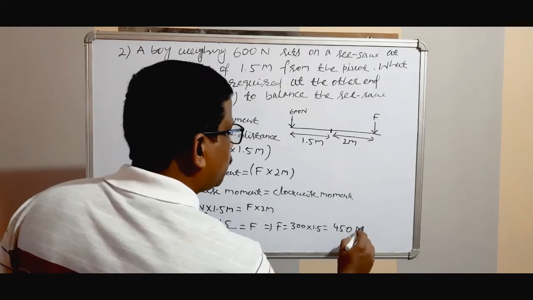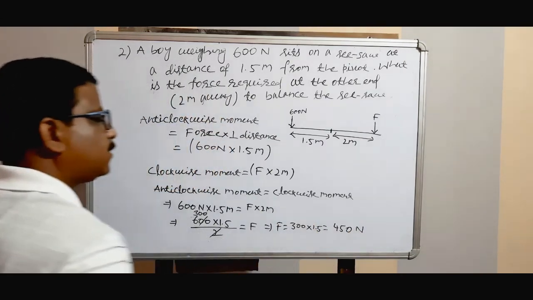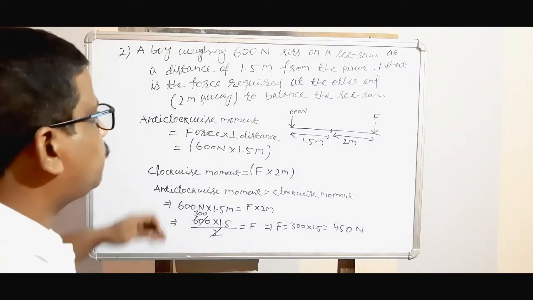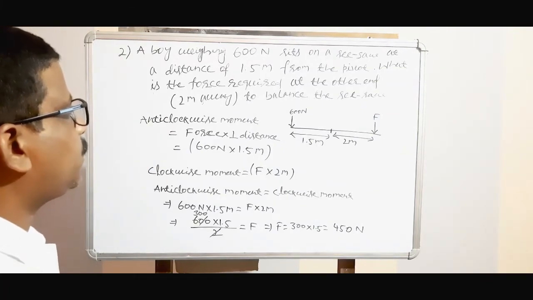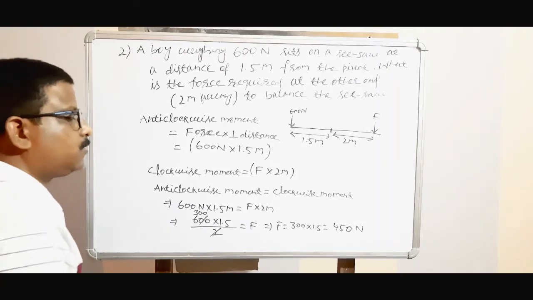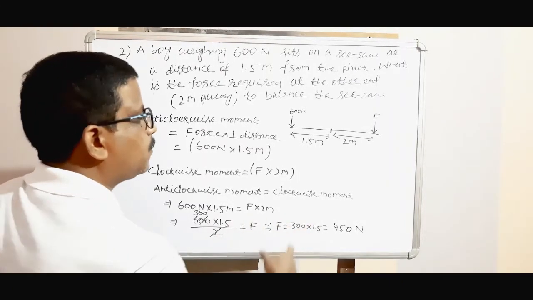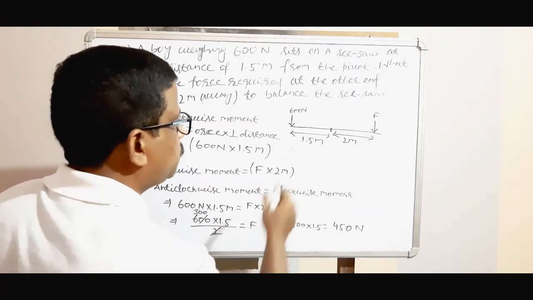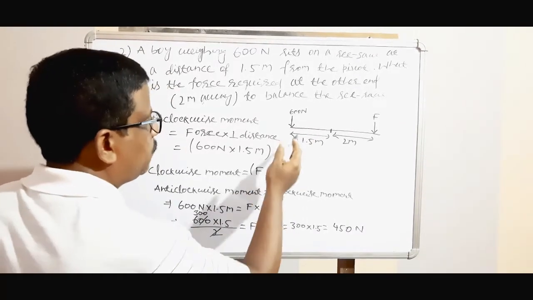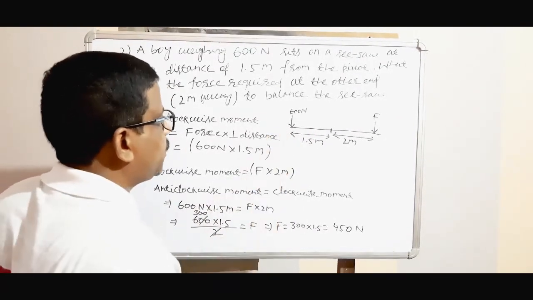450 Newton. Multiplication correct. So how much force should be applied? What is the force required at the other end 2 meter away to balance the seesaw? So the force required to balance the seesaw is 450 Newton. Understood? The figure also you can do. If you do the figure, it will be easy for you to understand.